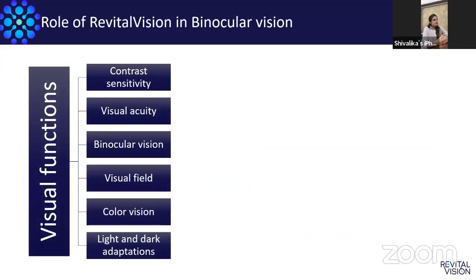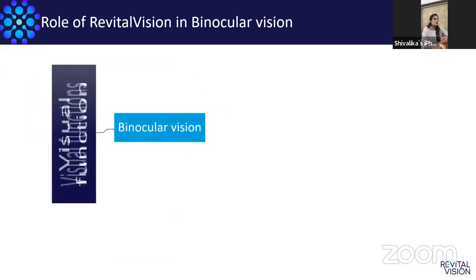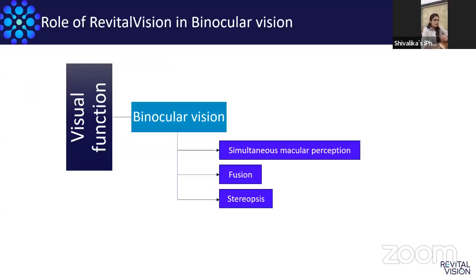So I understand that it improves visual acuity, it improves contrast sensitivity, and the secondary improvement is your stereo acuity and binocular vision, so binocular functions. So how does Revital Vision help in binocular vision? We understand there are six visual functions and all of them are equally important. There are very particular visual functions that are taken care of by Revital Vision's unique cortical stimulation, as I explained before, how it happens in certain steps. Out of these, the contrast sensitivity function and visual acuity, I think everybody understood how it improves. But the main thing is binocular vision. How does Revital Vision help in your binocular vision?